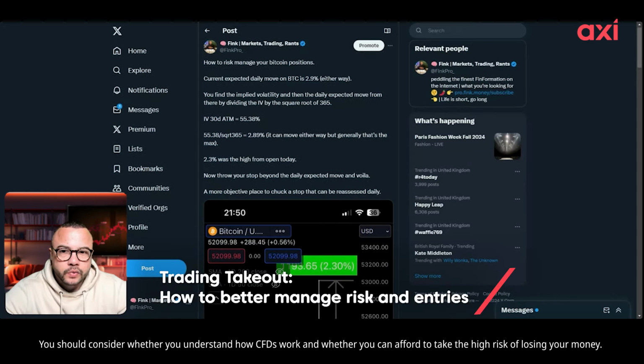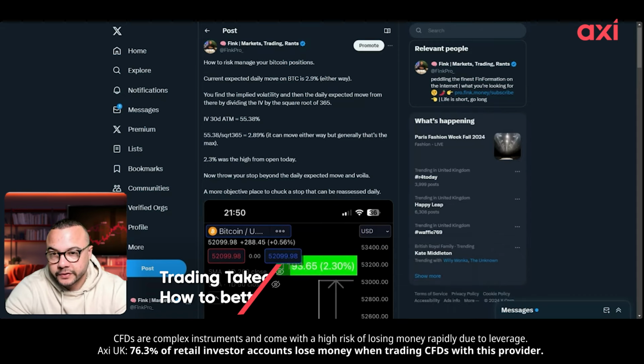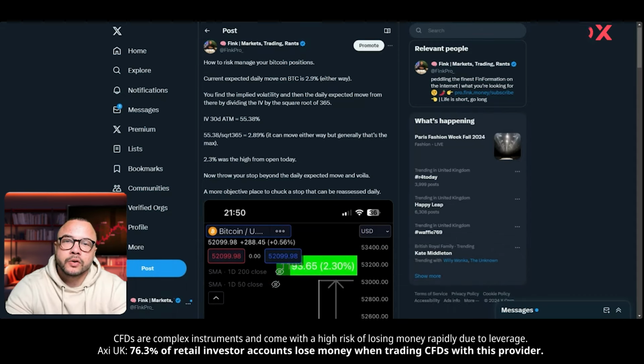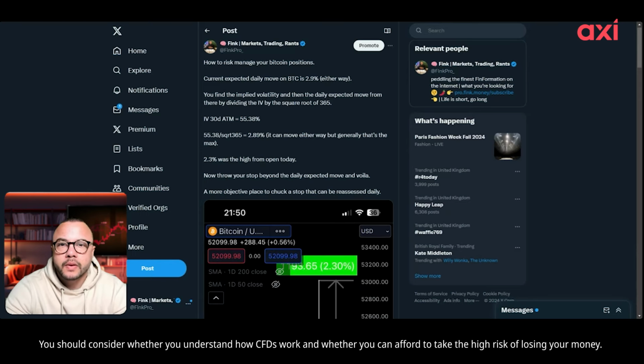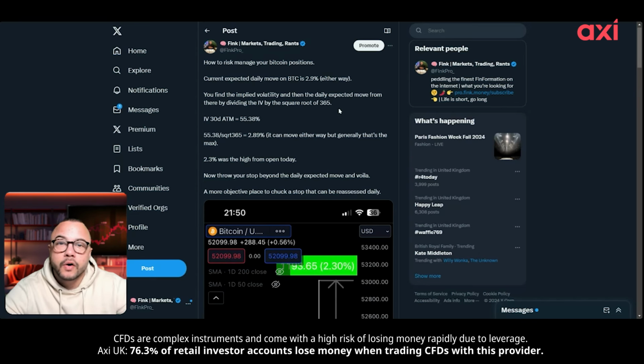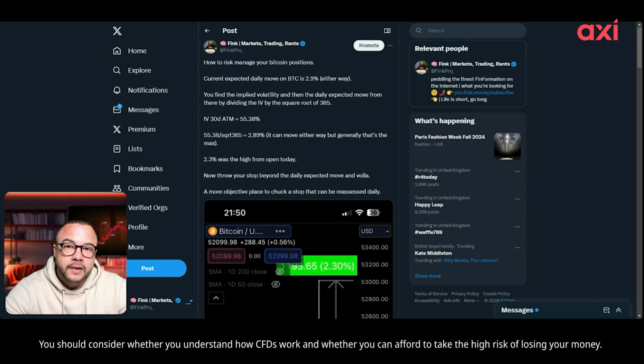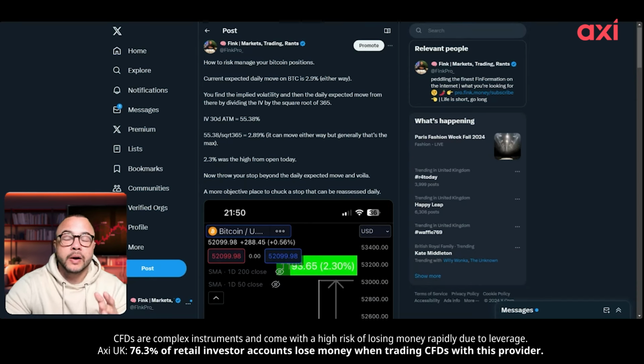In front of you is a tweet that I had put out, and I was basically explaining to my audience how to better risk manage your positions. What you really want to be looking for is objective measures in the market that are based off of volatility, really. So in this example, what you do is you find the implied volatility of Bitcoin over a 30-day period, okay? And then you find the expected move from there by dividing the implied volatility by the square root of 365. Bitcoin trades 365 days per year, so that's what we're looking at.